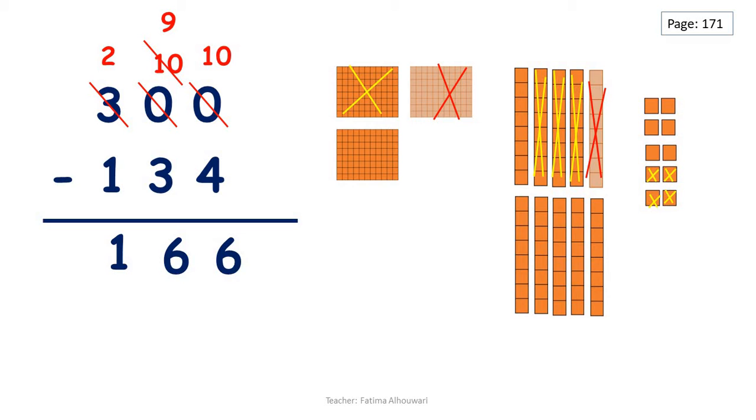Now, how can we check if our answer is correct or not? How can we do that, grade 3? Yes, we can add. We can use addition with the opposite order. If we add the difference with the smaller number, we should get this number. So if we add 134 plus 166, we have to get 300. If so, our answer is correct.